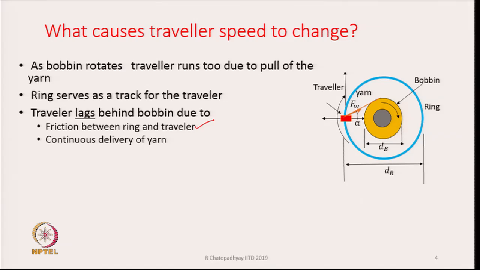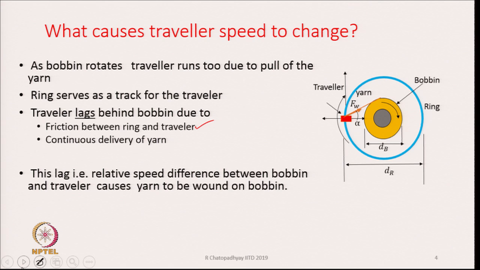The yarn element which is there between the front roller and the bobbin is continuously being supplied, it is not held fixed, and because it is continuous delivery of the yarn, at the same time friction between ring and traveler will cause the traveler to lag behind the bobbin, and this lag gets automatically adjusted depending upon the diameter on which the yarn is being wound.